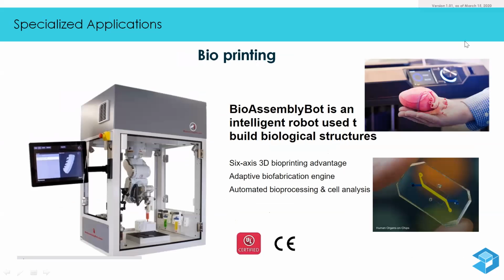Now, some of the specialized applications is bioprinting, as you can see. A lot of companies in the United States have started coming up with something called bioprinting. In bioprinting, you can actually print tissues, organs. This is an organ on a chip. Can you imagine? This is actually manufactured in Harvard. This is an organ on a chip.